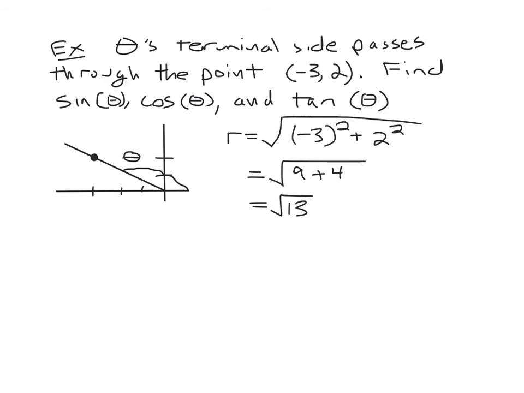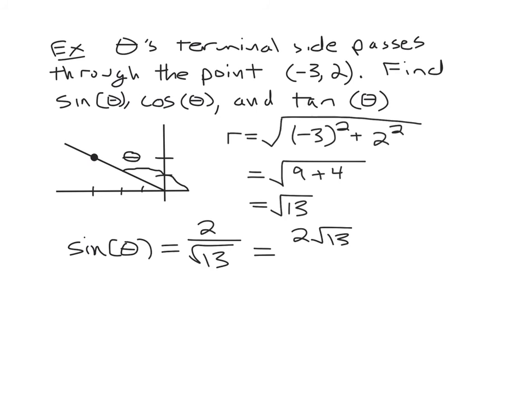And then from here, you're just applying the definitions. So sine of theta is y over r, so the y-coordinate is 2, so that's 2 over the square root of 13. Notice that in the second quadrant, sine should be positive, but since the y-coordinate is positive, you don't have to worry about that at all. It just works itself out. So I'm going to do a quick rationalize on that one. That's 2 times the square root of 13 over 13.